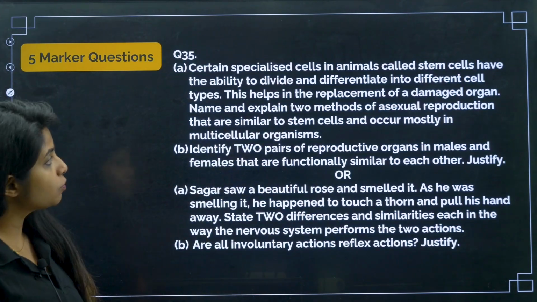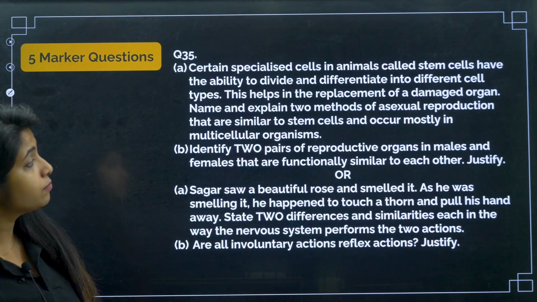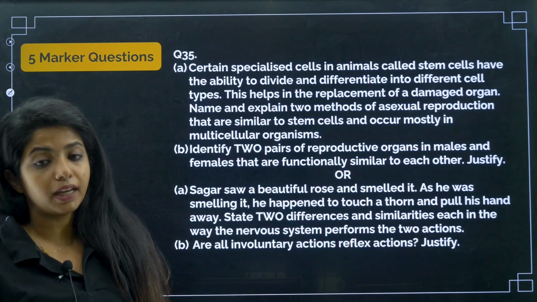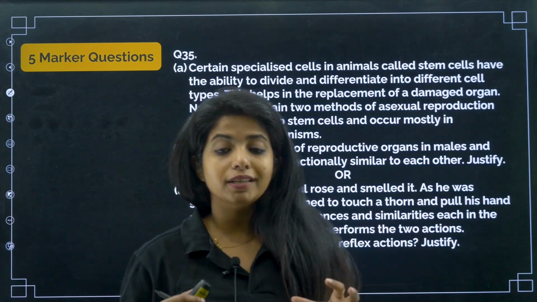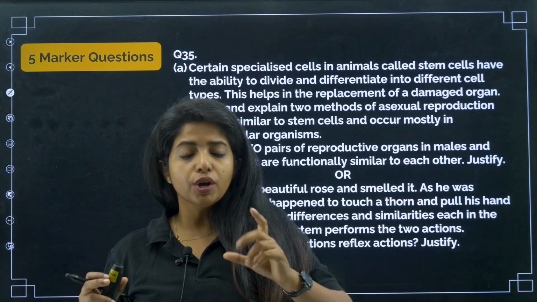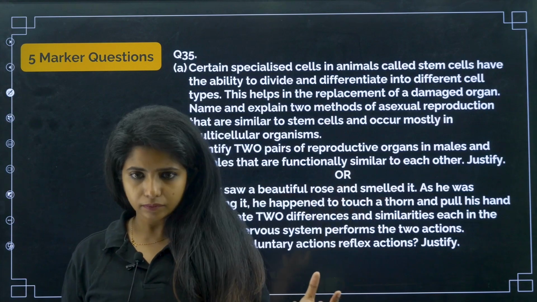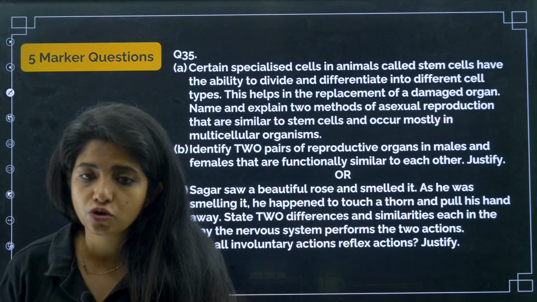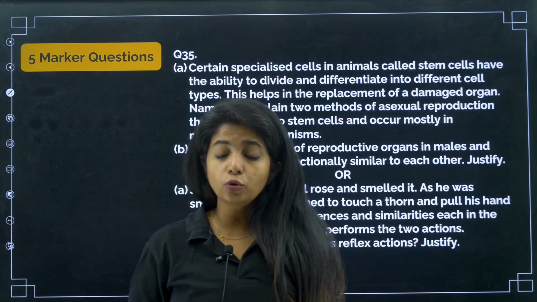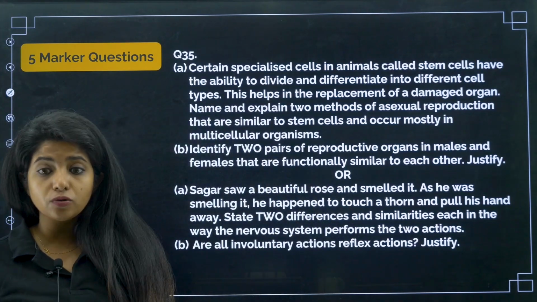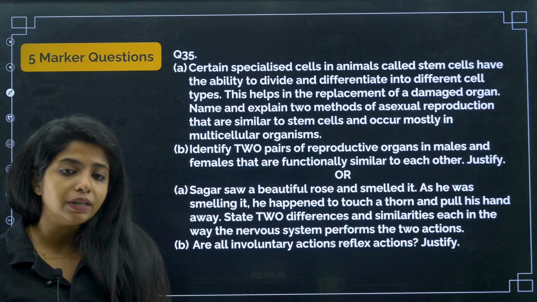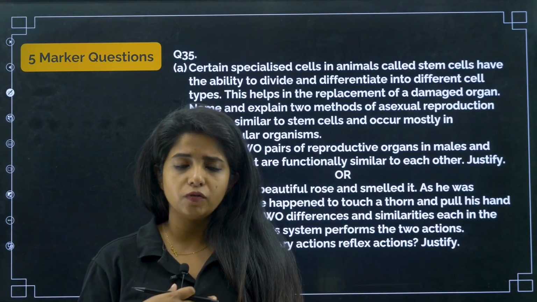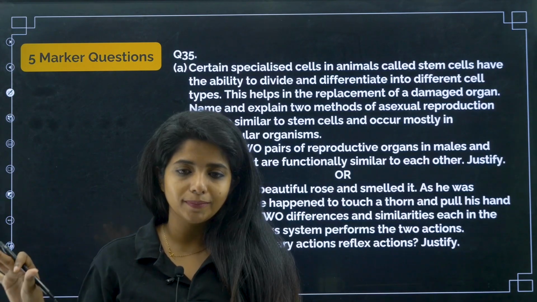Okay. So, certain specialized cells in animals called stem cells have the ability to divide and differentiate into different cell types. So, there is a certain cell which you call a stem cell, which has the superpower to grow into whatever it wants. They have the capacity to give rise to lots of cells. Now, this helps in replacement of damaged organs. Name and explain 2 methods of asexual reproduction that are similar to stem cells and occur mostly in multicellular organisms. In our body also we have stem cells, but they do not have too much potency. For example, they can form certain types of cells, not all. You get it?